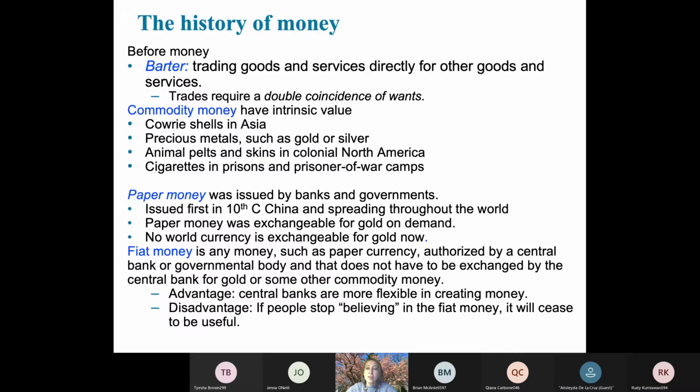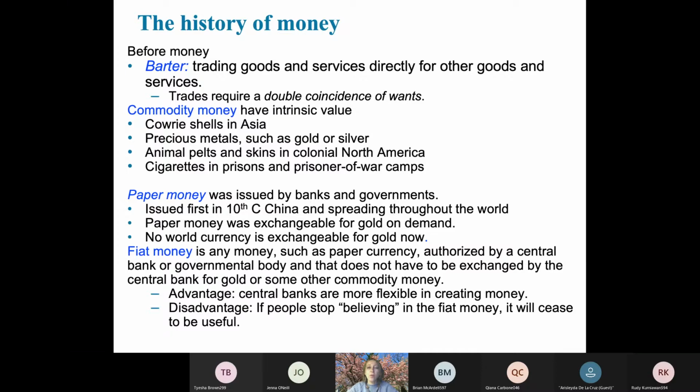Commodity money has intrinsic value, so you can do something else with that object, whereas paper money doesn't have intrinsic value. The first paper money was exchangeable for gold or sometimes silver, but mostly gold. It was supported by the government's promise to exchange the piece of paper for a certain number of ounces of gold. But that's no longer the case. No currency in the world is currently exchangeable for gold.